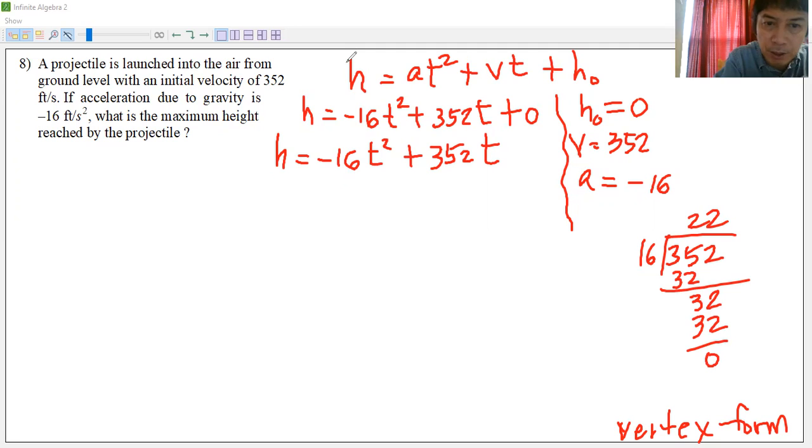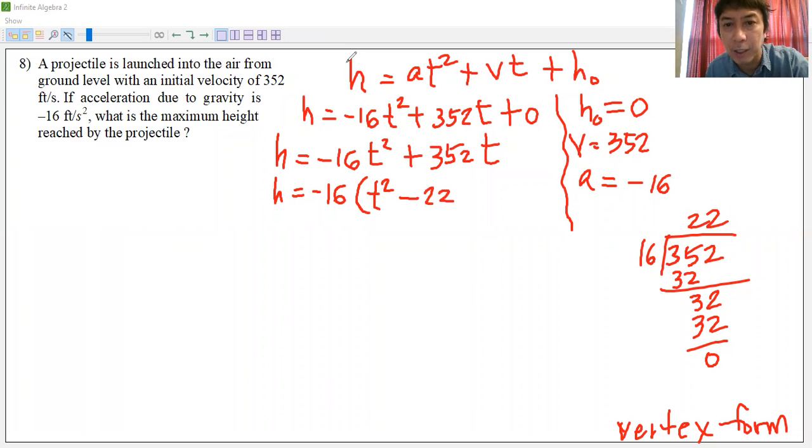So we can write this like H is equal to negative 16. We put this out, and we now have a grouping symbol. We have t squared inside, and this will be a minus 22. Why 22? Because the product of negative 16 and negative 22 returns back to positive 352. The 22 times 16 must be 352. So we set that as a negative because our number outside is a negative. When you put it back, it's a positive 352.